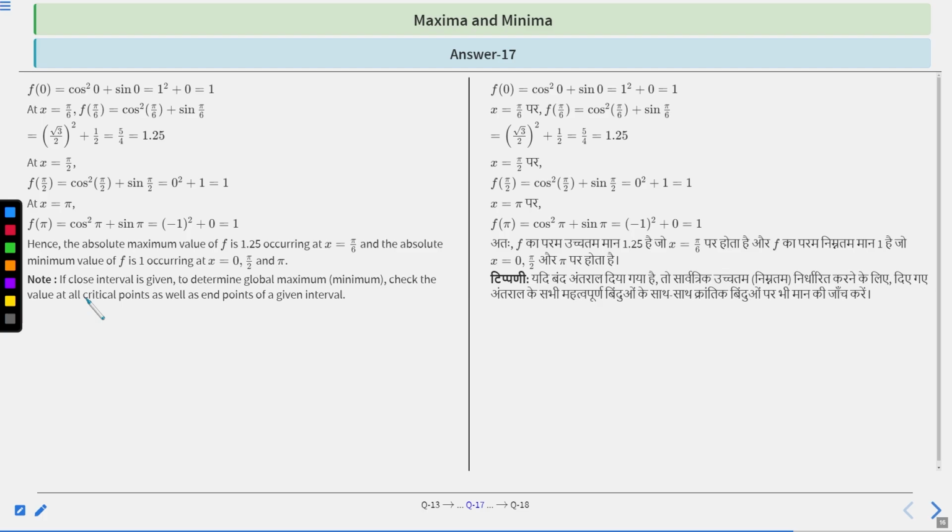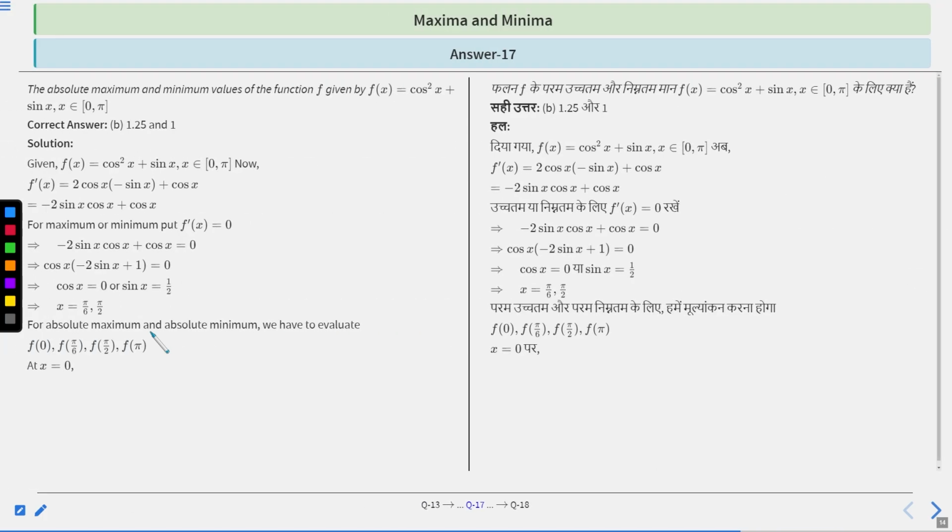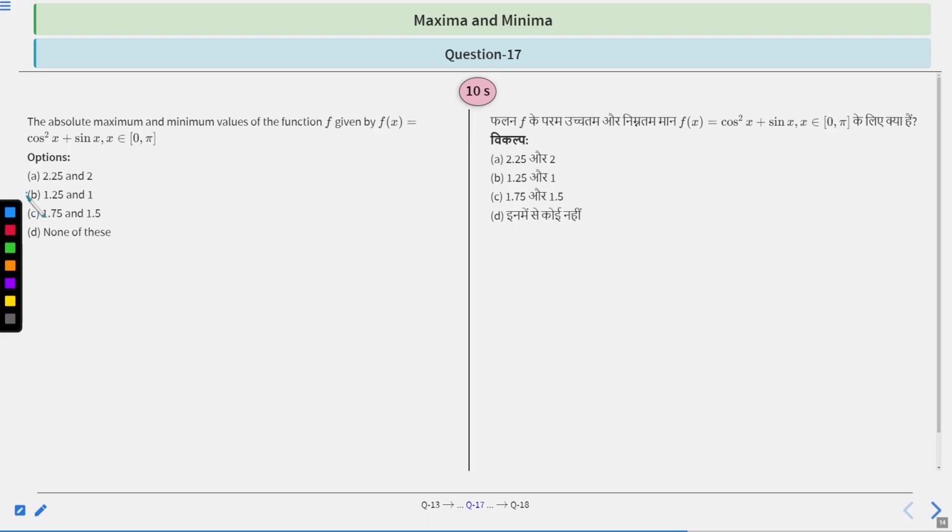Right? Clear? So you can also note that if a closed interval is given to determine global maximum or minimum, check the values at critical points as well as the endpoints of the given interval, right? So this is an important note you have to keep in mind. Okay, so I think option B is the right choice. The maximum value is 1.25 and the absolute minimum value is 1.